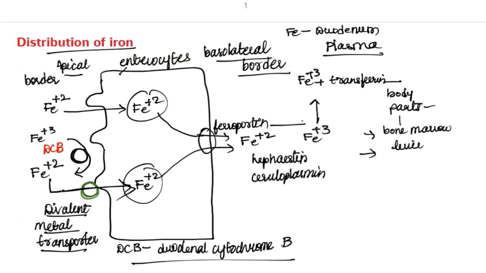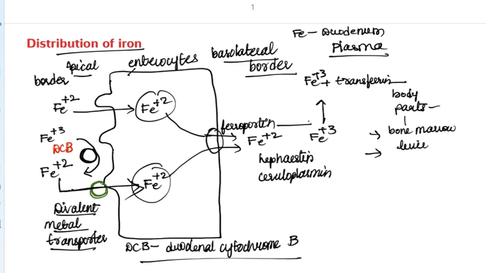Distribution of iron. When we consume any food items rich in iron, the iron may be in the form of Fe+3, that is ferric, or Fe+2, that is ferrous. Iron gets absorbed into the enterocytes only when it is in the form of Fe+2, with the help of divalent metal transporter. It gets directly absorbed. But when it is in the form of Fe+3, it needs to be converted into Fe+2. It is converted with the help of duodenal cytochrome B.